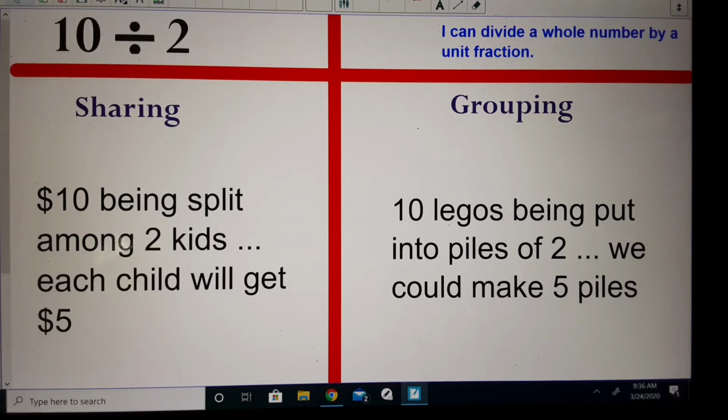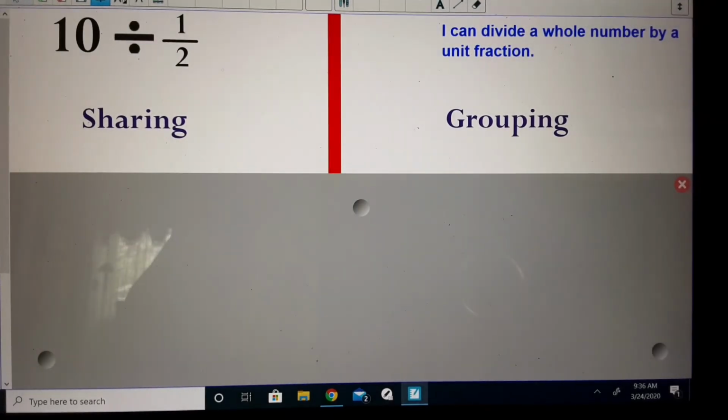A grouping example of that would be Legos, 10 Legos being put into piles of 2. So we know how many are in each pile, but not how many piles we could make. We would run out after we made 5 piles because 5 groups of 2 equal 10. So that's sharing and grouping. Hopefully you're more comfortable with those two terms and which is which after a couple lessons on it.